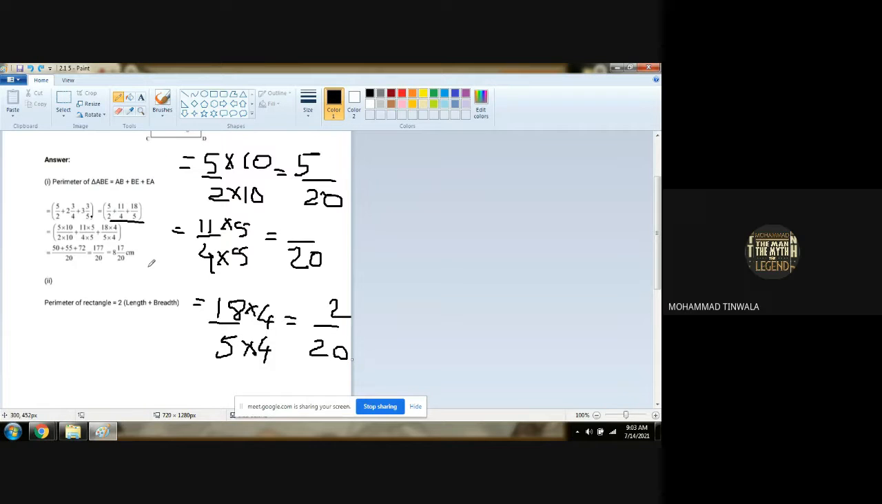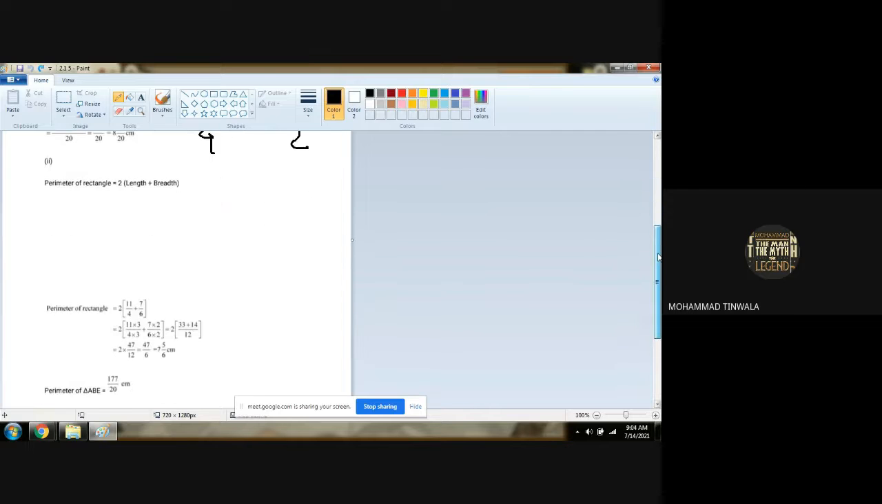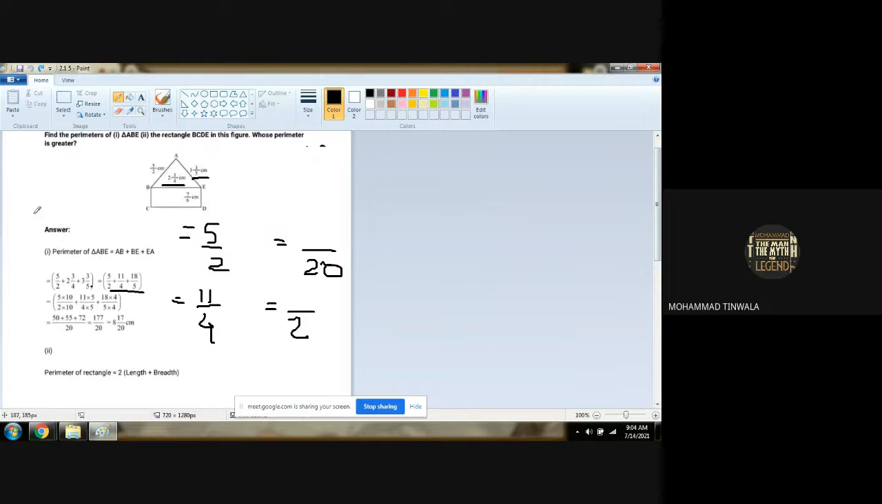Is that all clear, boys? Yes, sir. Okay, so now the perimeter of the rectangle. Perimeter of a rectangle will be 2 into (length plus breadth). What is given here? The breadth is 7/6 centimeter. It is given, and we found this length.